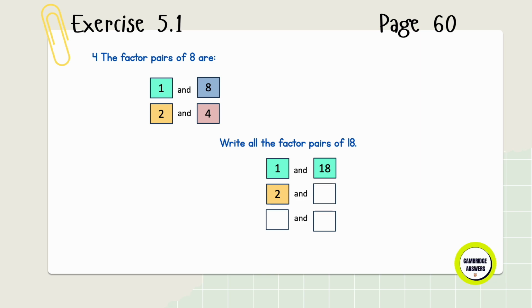Now let's solve for 18. Some are already written, but a few are missing. We start with 1 times 18. Already there. 2 times 9 equals 18. Yes, 9 goes right in.